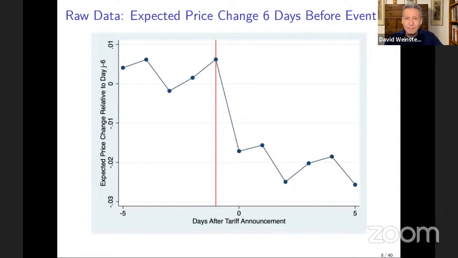Similarly, you can ask what happened to the expected price level. Here we're inferring that from the 10-year expected inflation rates, which you can get from the difference between inflation-indexed and nominal bonds. Again, there's very little action up until the announcement date. Then there's a big drop in expected inflation on the day of the announcement, and it's pretty flat afterwards. So the implied change in the price level is about minus 2% as a result of that.